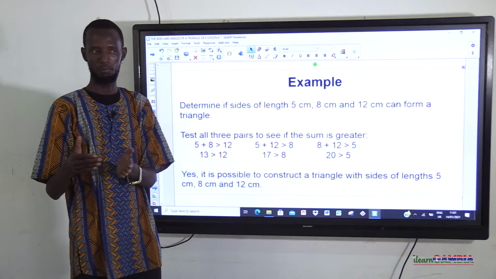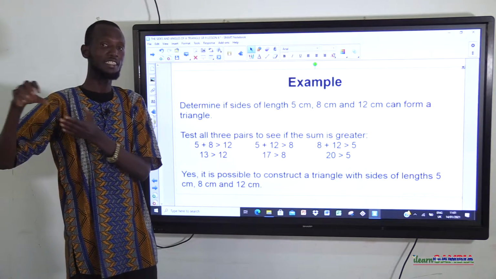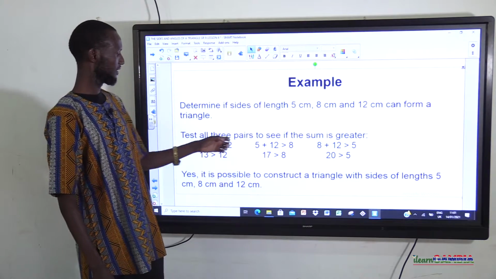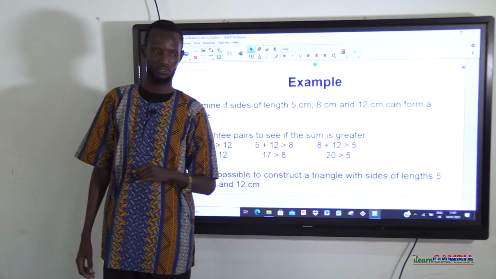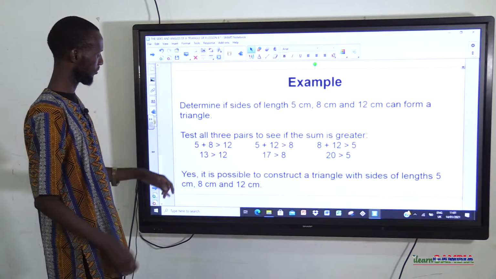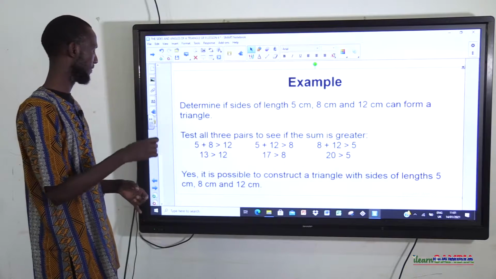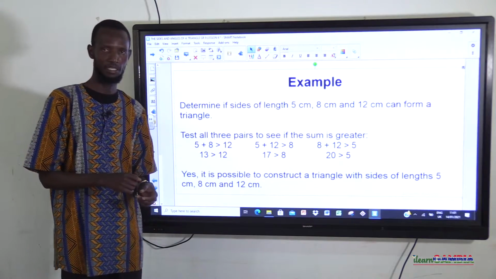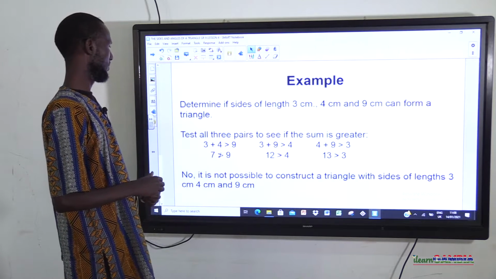You add any 2 sides there, the sum we are having is greater than the third side. So these 3 lengths can definitely form a triangle, okay? So you can conclude, yes, it is possible to construct a triangle with sides of length 5 centimeters, 8 centimeters, and 12 centimeters. So now we look at this other example.